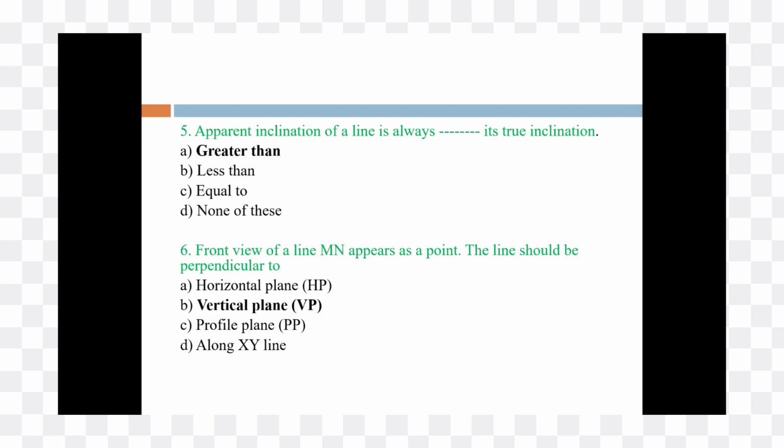Now next, fifth one: apparent inclination of the line is always dash dash its true inclination.